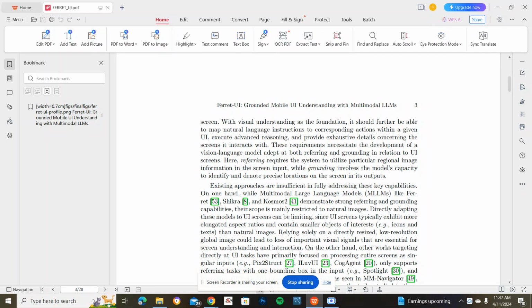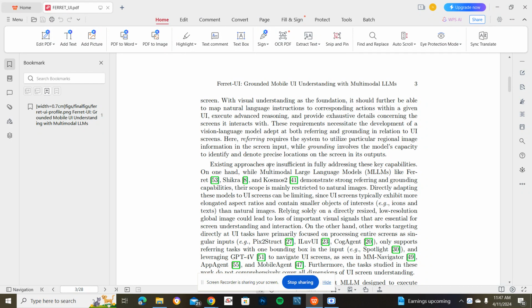So referring is when you have a particular image and you are finding particular regional image information. You're looking at particular regions of the input image, while grounding is the model's capacity to identify and denote the precise locations. Denote means they are identifying the locations. Referring means we are using a particular location but not identifying it. And grounding is identifying and annotating that particular region of the image.